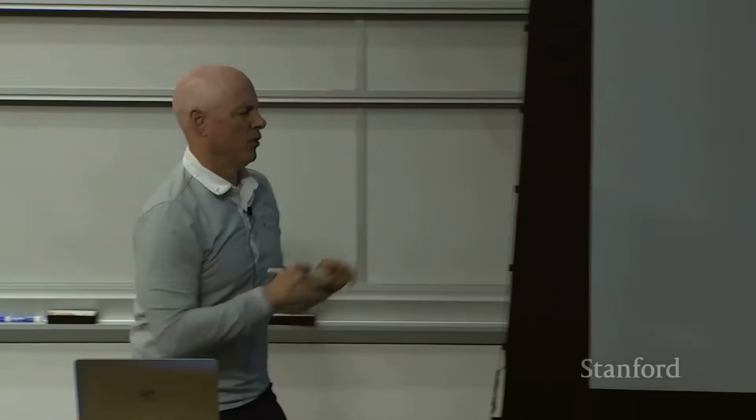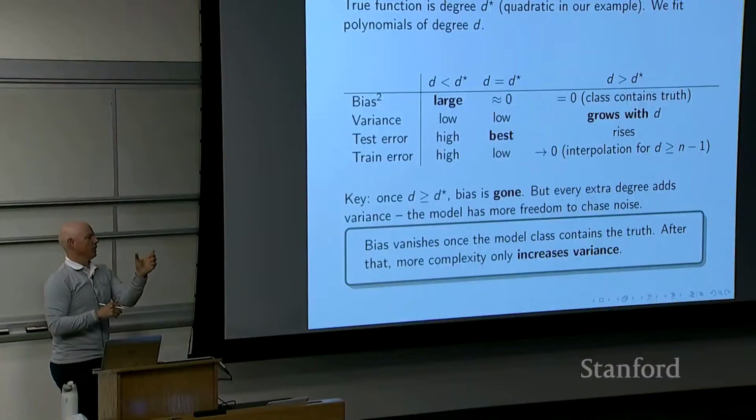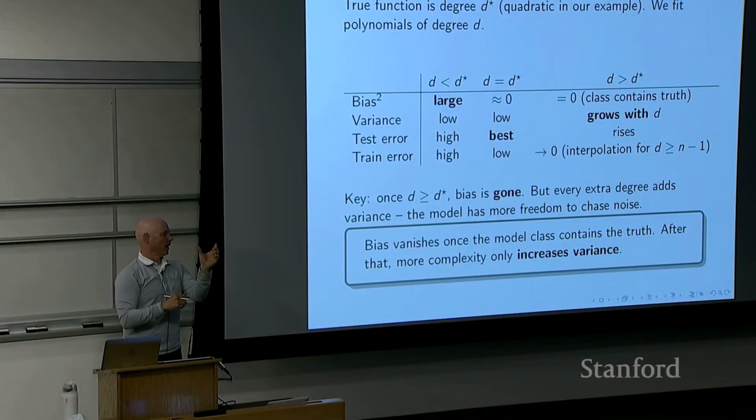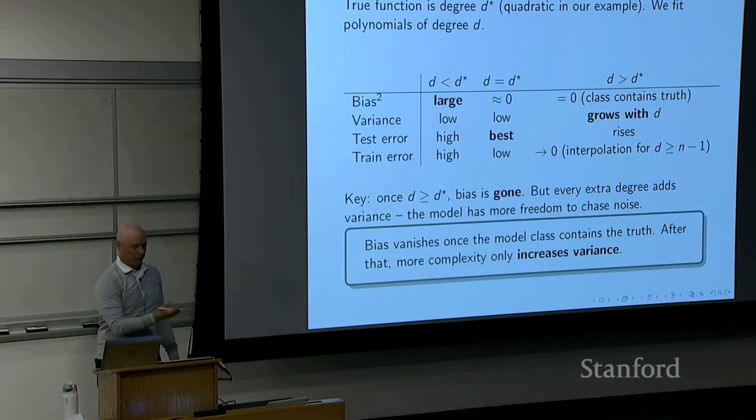D is greater than D star. Which one? Was completely gone. Oh, this is just for polynomials. Don't read too much into it. It's because you can always fit a low degree polynomial by zeroing out the higher order coefficients. Yeah. Wonderful question.